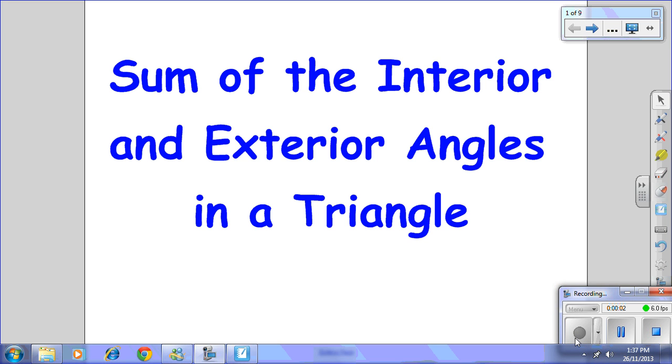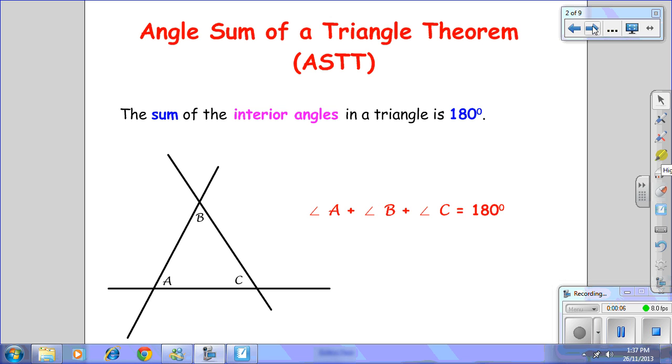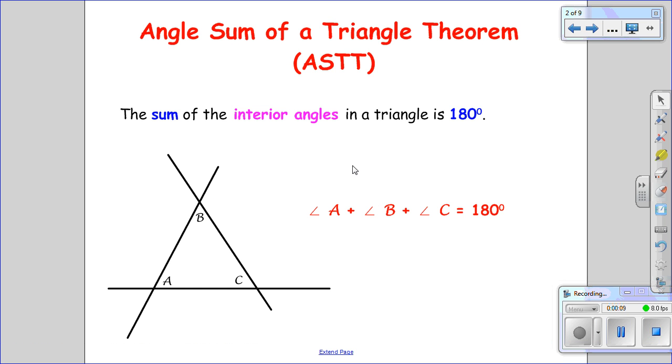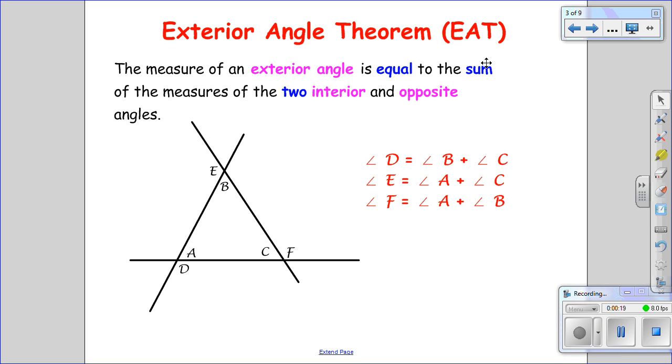Sum of the interior and exterior angles in a triangle. The angle sum of a triangle theorem tells you that the sum of the interior angles in a triangle is 180 degrees. So angle A plus angle B plus angle C is 180 degrees.